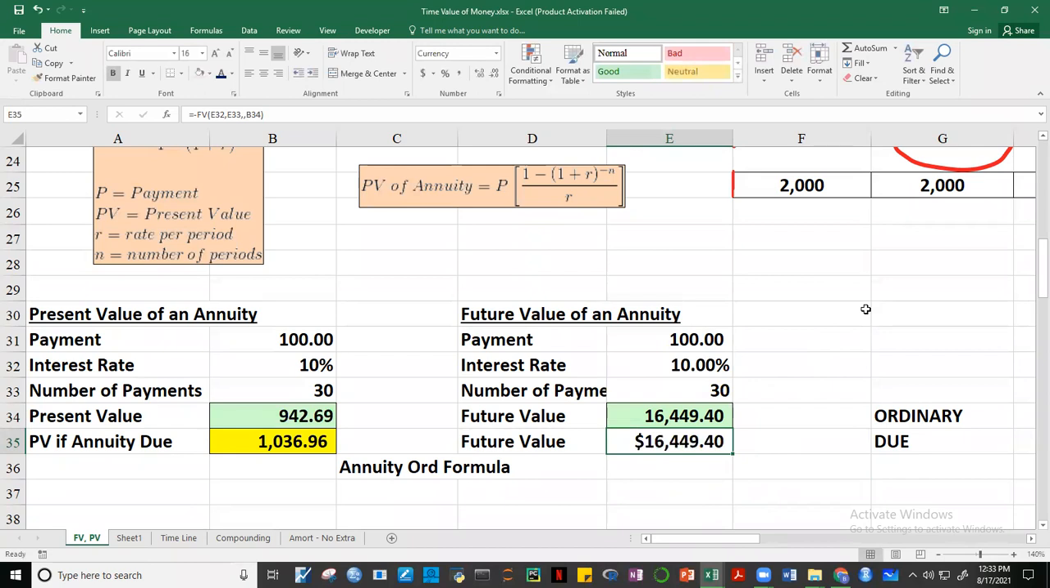So those three cash flows, guys, are equivalent. The 100 for the next 30 years is the same as 942 now. It's the same as 16,449.40 after 30 years. All of them are equivalent. So we will be indifferent to all these amounts.